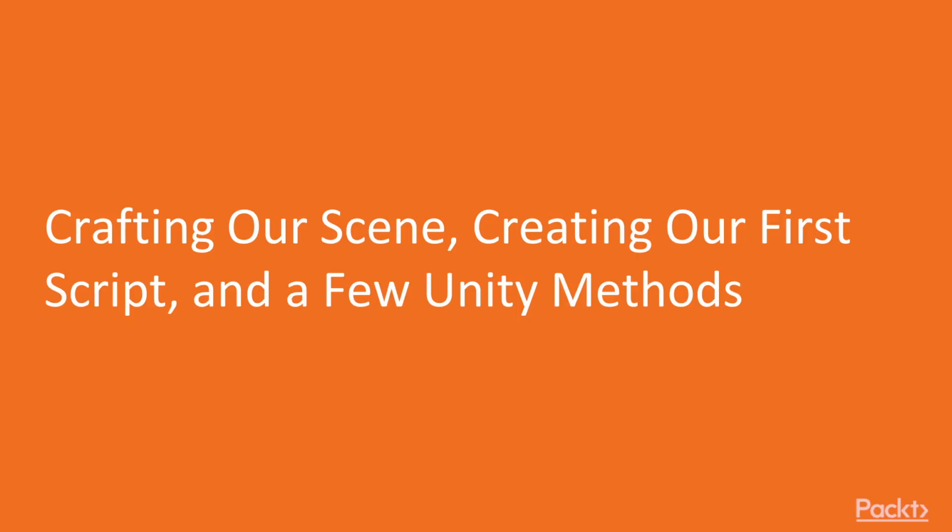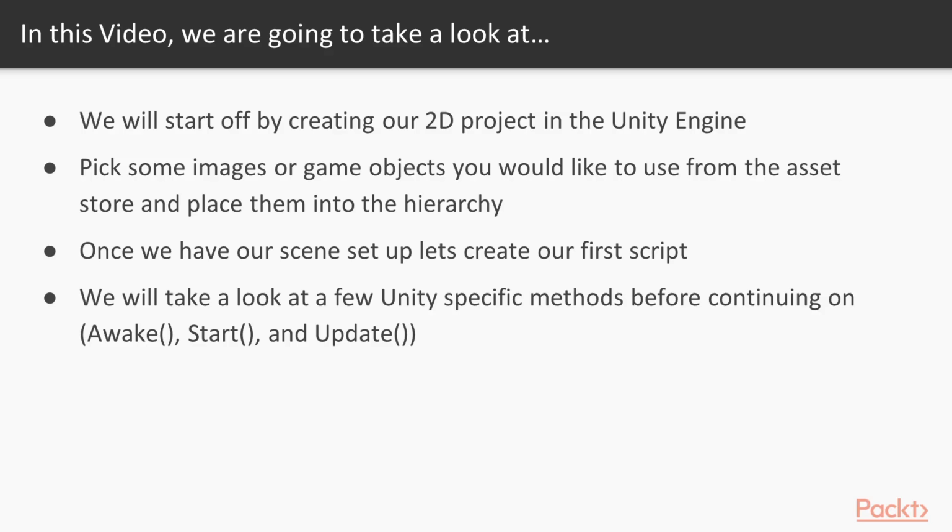So in the first video here, we will be crafting our scene, creating our first script, and then taking a look at those Unity methods. We'll start off by creating our 2D project in the Unity engine. Pick some images or game objects that you'd like to use. Perhaps you want to find them from the asset store or even just find them on Google, and be sure to place them in your hierarchy when you have imported them into your project. Once we have our scene set up, let's create our first script. Before we start doing any coding, we'll take a look at a few Unity-specific methods that are really important to know. These three methods are awake, start, and update.